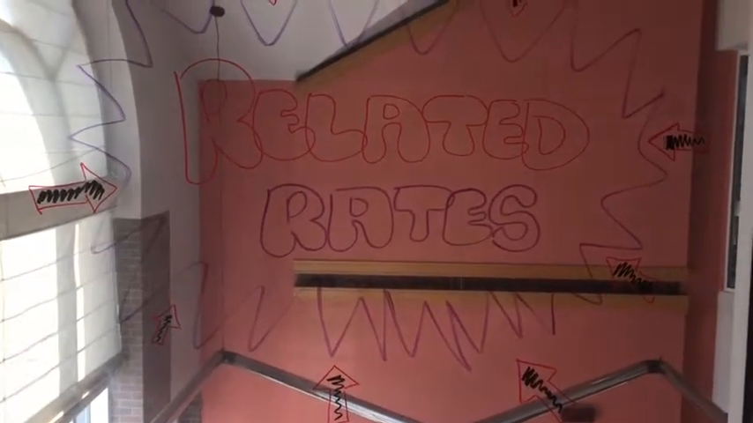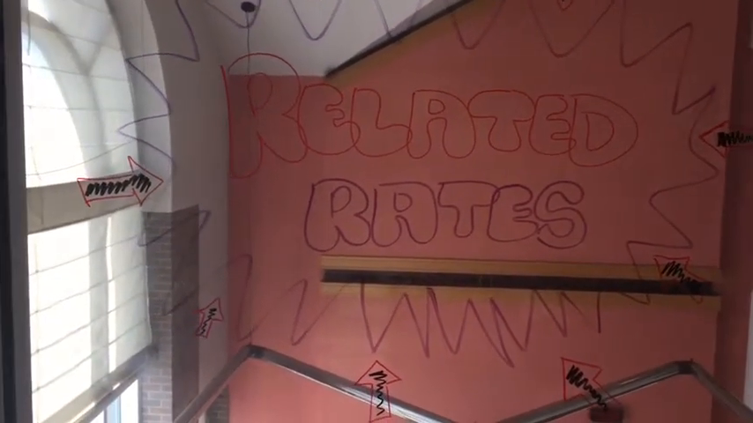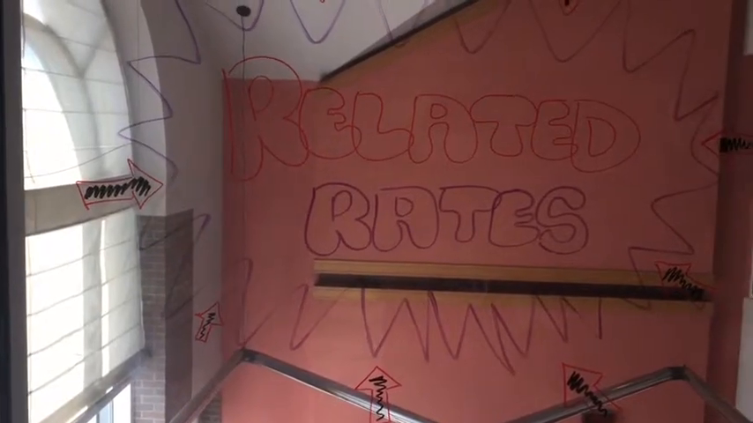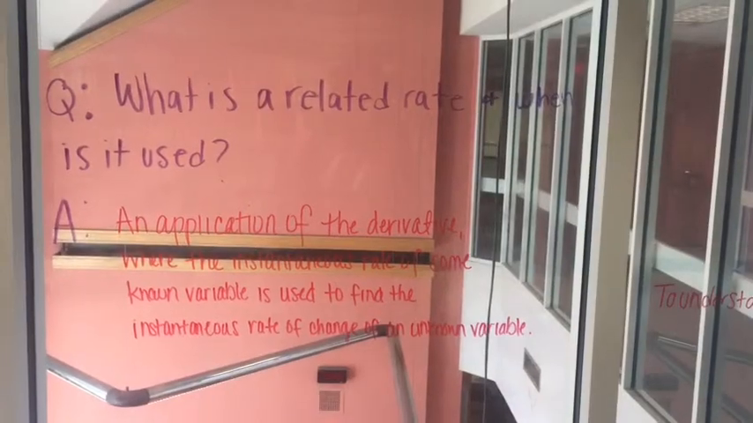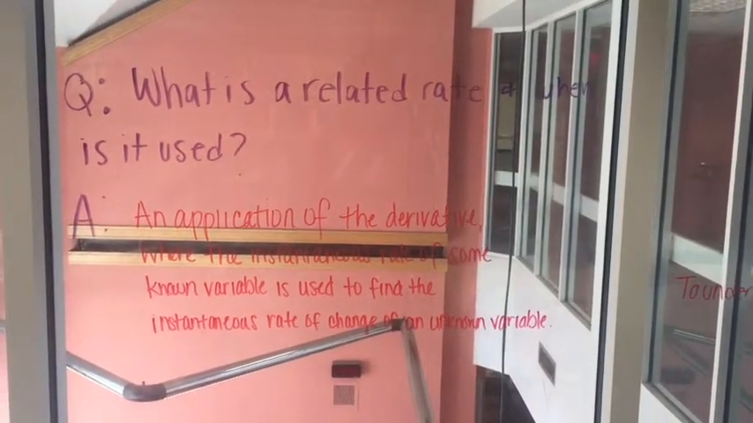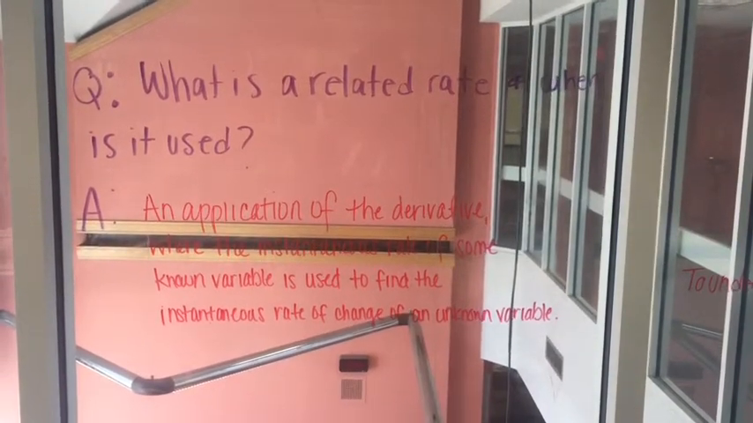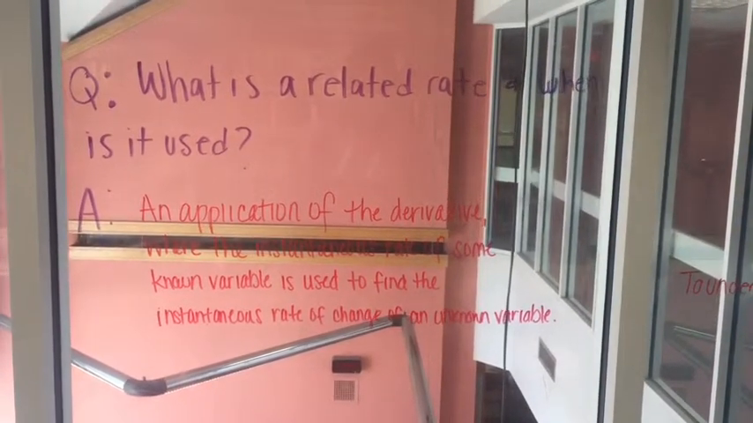In this video, we're going to be talking about related rates, which is used for finding a rate of change from other known rates of change. To understand how to solve a related rates problem, you need to first understand what a related rate is and when you use it.